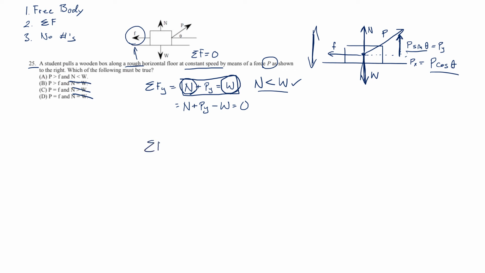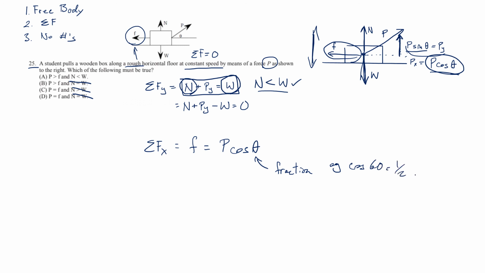All right, now we already know the answer, but let's prove it, and let's look at the horizontal. The horizontal sum of forces: we have friction, which is going to need to equal P cosine theta. P cosine theta is some sort of fraction, right? It's something real small. Like, for instance, cosine of 60 is equal to 1/2, right? We know that. So we know that P must be bigger than F. So P is greater than F.